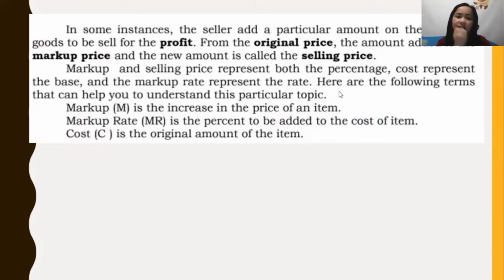In some instances, the seller adds a particular amount on the item or goods to be sold for profit. From the original price, the amount added is the markup price, and the new amount is called the selling price. Markup and selling price represent the percentage, cost represents the base, and the markup rate represents the rate. Here are the following terms that can help you to understand this particular topic.